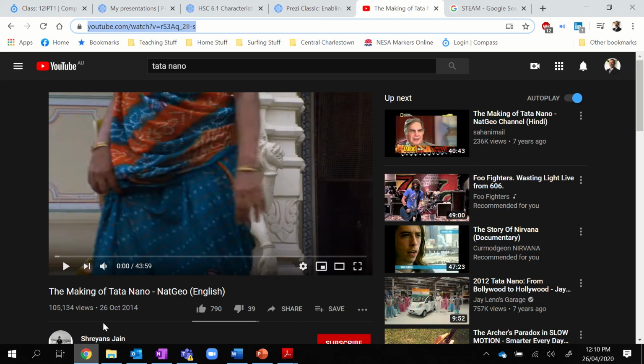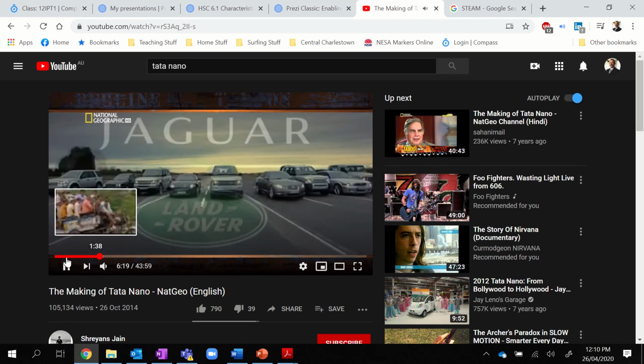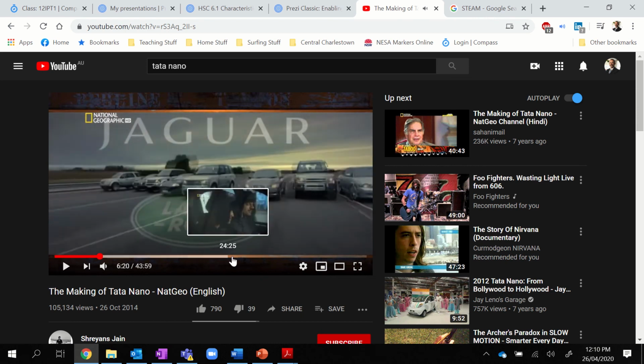If you've only got to look at the Tata Nano. If I can necessarily get one. Where is it? Oh no, that's Jaguar. That's not it. But here it is.